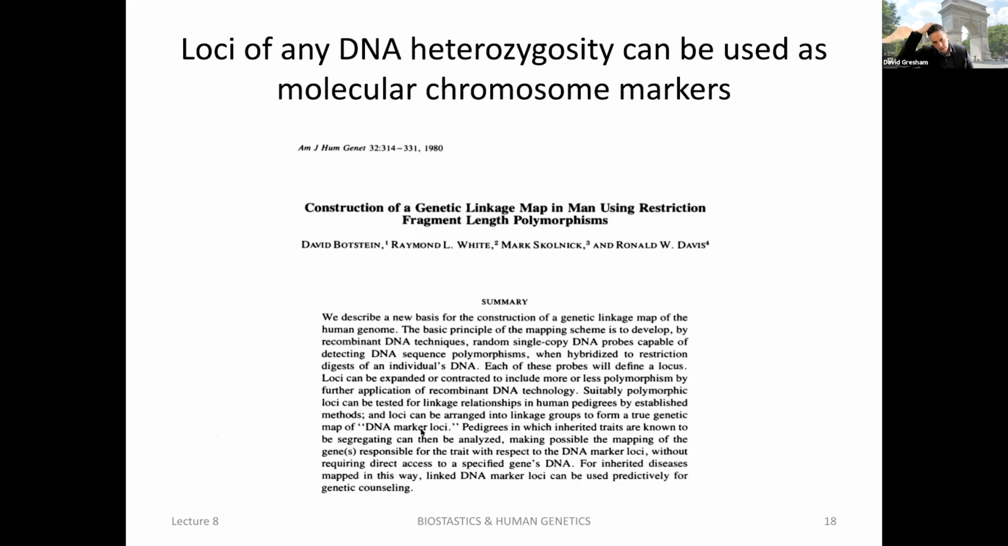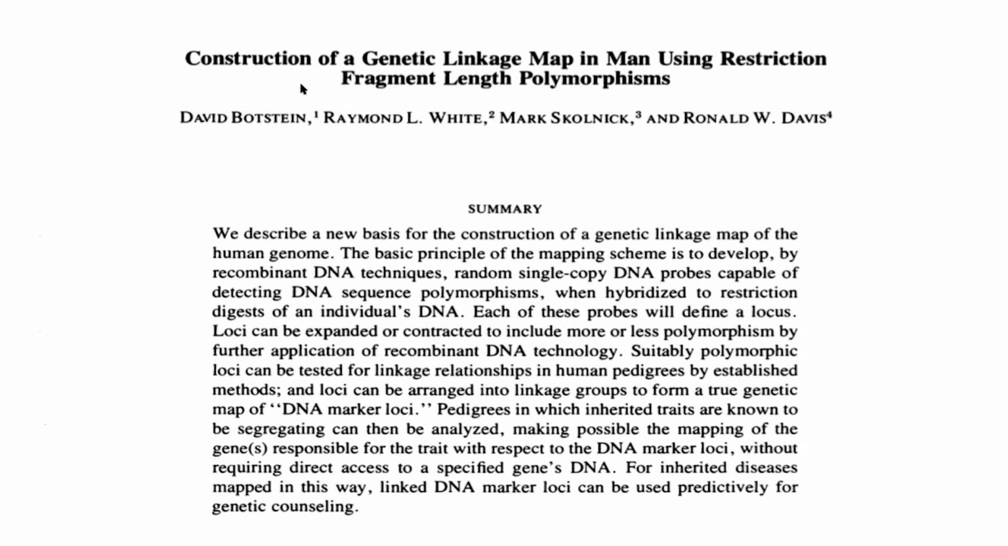This was a major limitation to performing genetic linkage mapping in humans, and it was solved in a landmark paper published in 1980 in the American Journal of Human Genetics by David Botstein and colleagues. David Botstein was actually my postdoctoral supervisor and is a yeast geneticist by training, and knew a lot about genetics from working with yeast and bacteria.